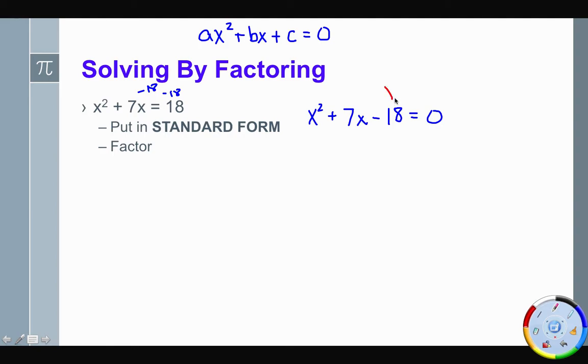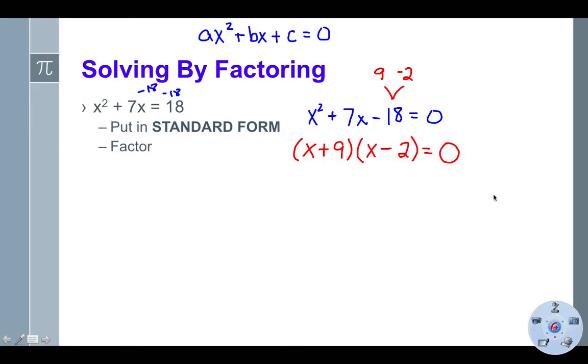I need two numbers that will multiply together to get negative 18, but will add together to get positive 7. If it's a negative here, that means I need a negative number and a positive number, and I need more positives. So I know that 9 times 2 make 18, and if I said a 9 and a negative 2 will make a positive 7. So I can factor x plus 9 and x minus 2.